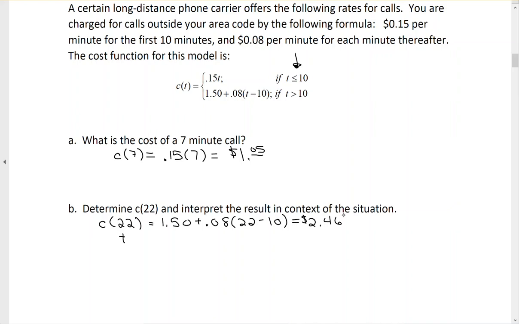Interpret the result in context of the situation. So the interpretation would be the cost of a 22-minute call is $2.46.